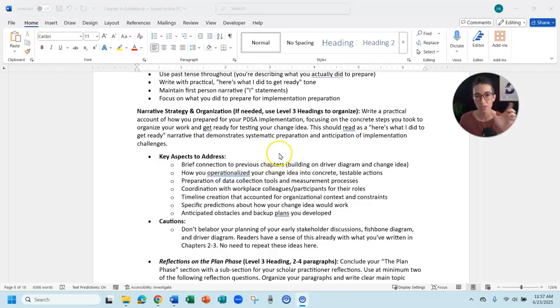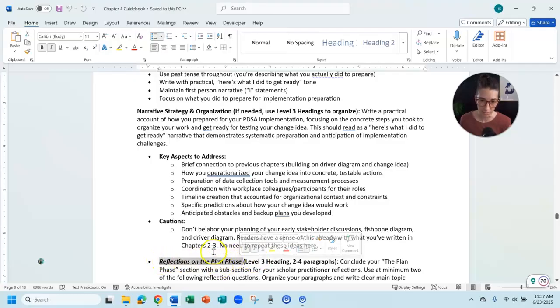Make sure that they are flushed left, they are bold, they are italicized. That's what a level 3 heading is. This is actually an example of a level 3 heading, reflections on the plan phase. The first letter of each word is capitalized, right?